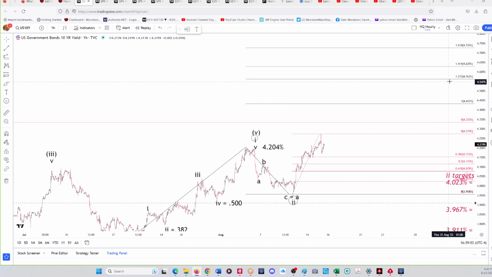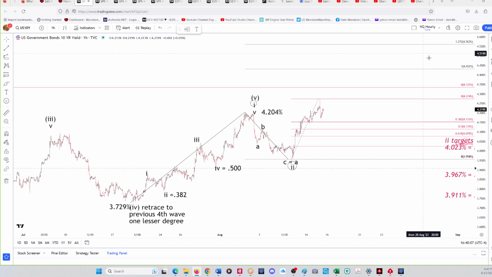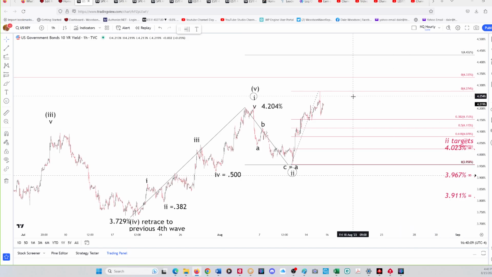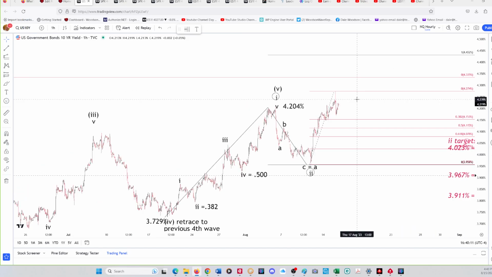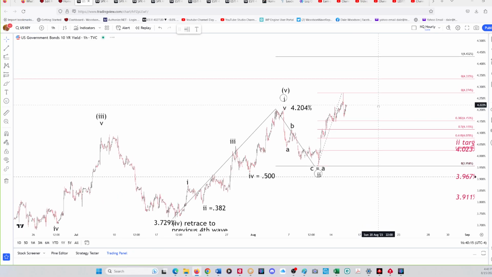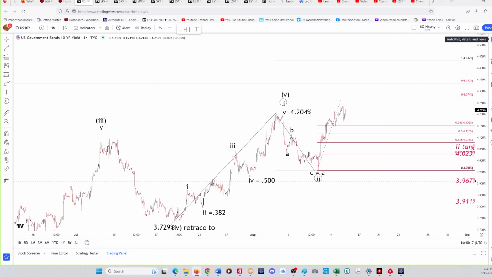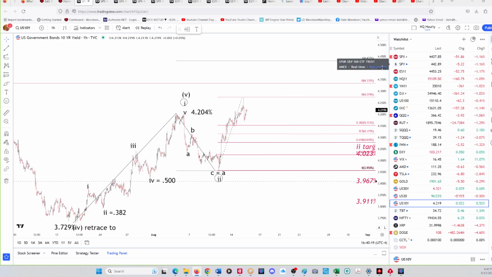The 1.272 is 4.562. The 1.414 multiple is 4.629%. And the 1.618 multiple is 4.726%. Remember, on the bigger picture, the third wave at a larger degree of trend gains equality with 1 above 7%. So that's what we're looking at there in the US 10-year.